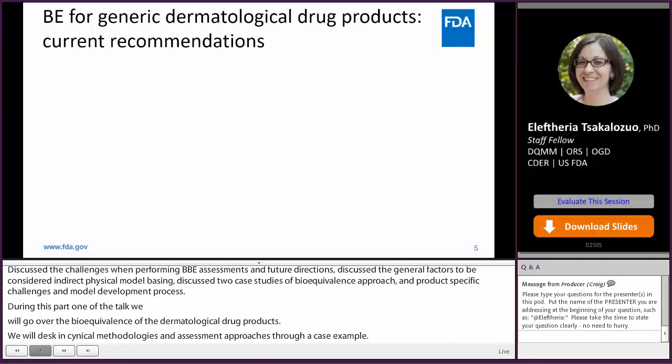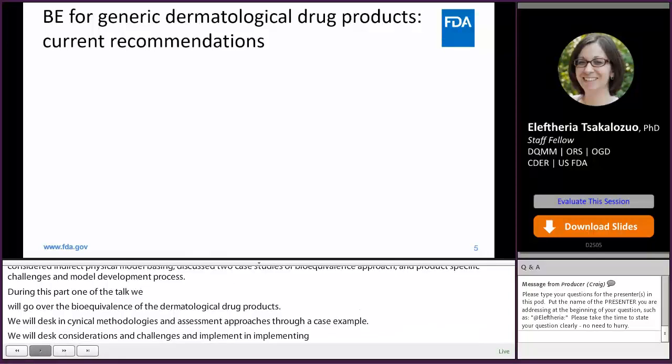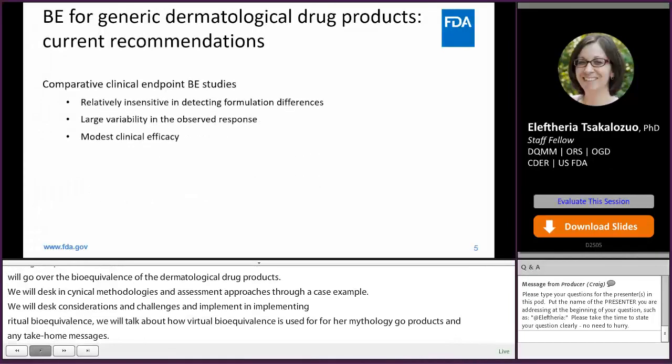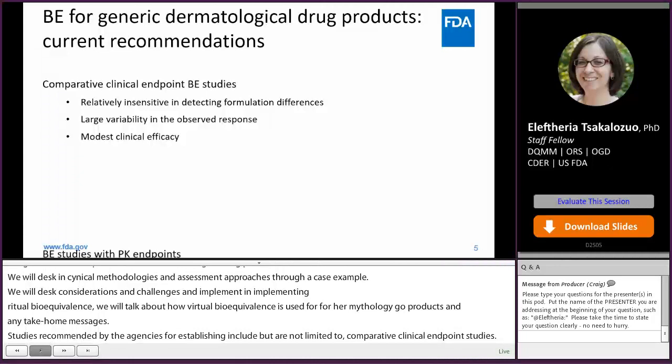Studies that are recommended by the agency towards establishing bioequivalence for generic dermatological products include, but are not limited to, comparative clinical endpoint BE studies. However, these studies are relatively insensitive in detecting formulation differences. There's large variability in the observed response, and dermatological products are of modest clinical efficacy.